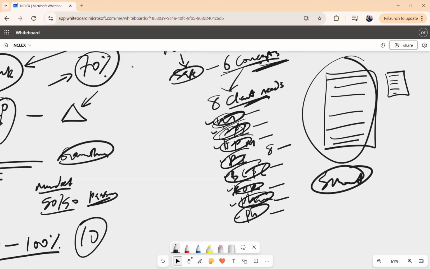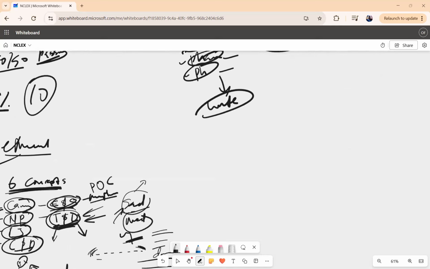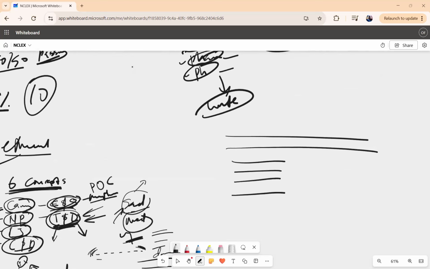Next thing you want to understand is how NCLEX writes the question. NCLEX uses 3 structures in writing every question. First structure, second structure, and then your answer keys. 1, 2, 3, 4. The first structure is what we call the body of the question. The second structure is what we call the stem. And this one is what we call the answer keys.